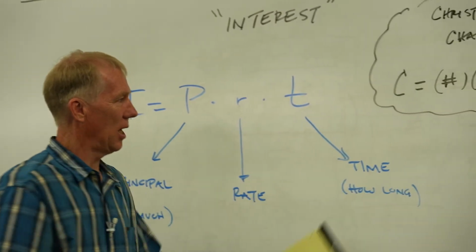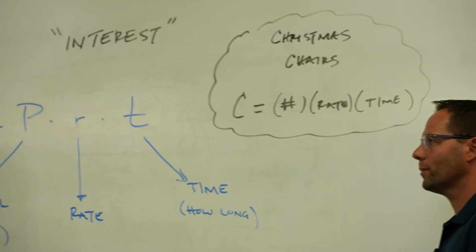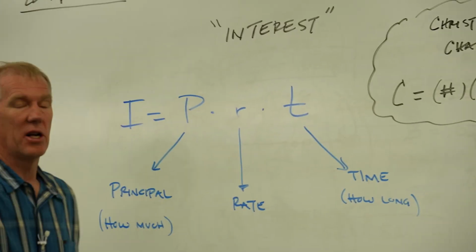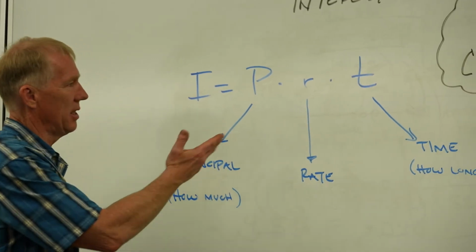We found the total cost by taking the number of chairs times the rate times the time. Now, we made some mathematical mistakes regarding rate and time, but we've already talked about those. Over here in interest, it's the exact same thing.